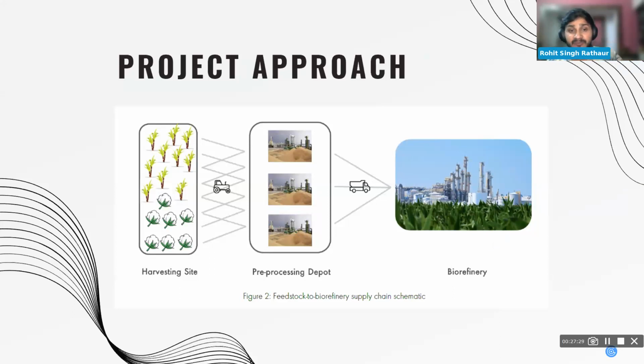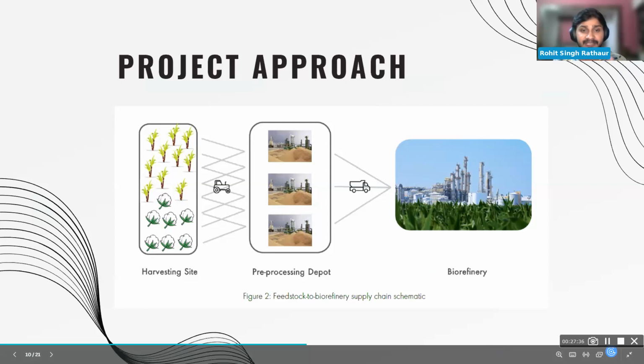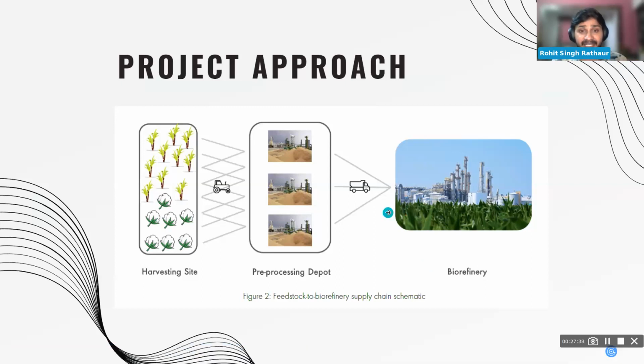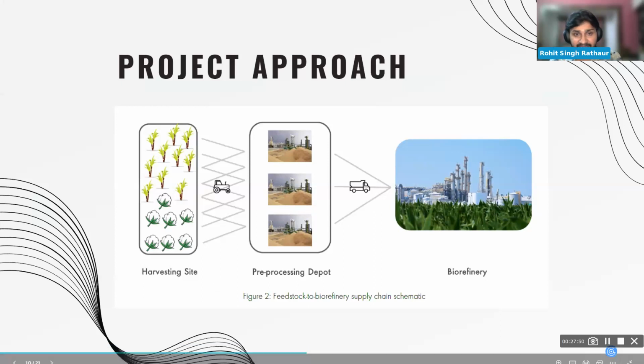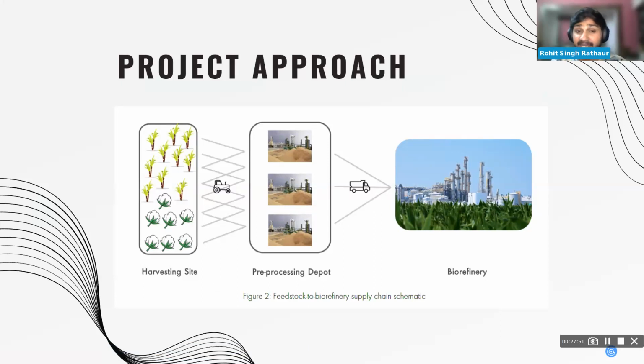The location of the depot and the biorefinery will remain constant in this particular setting. Here, I tried to accurately forecast the spatial distribution of biomass from these harvesting sites, and then I tried to find optimal locations for all the assets in the supply chain, that is, the pre-processing depots and biorefineries.